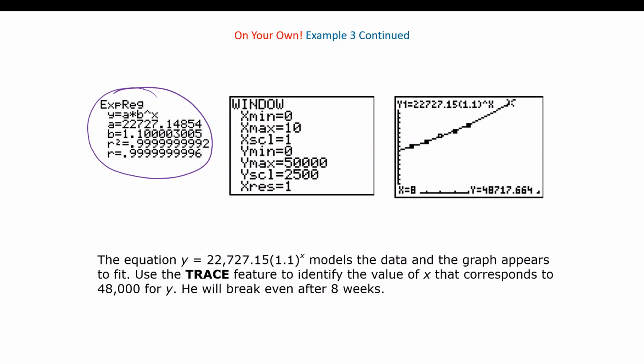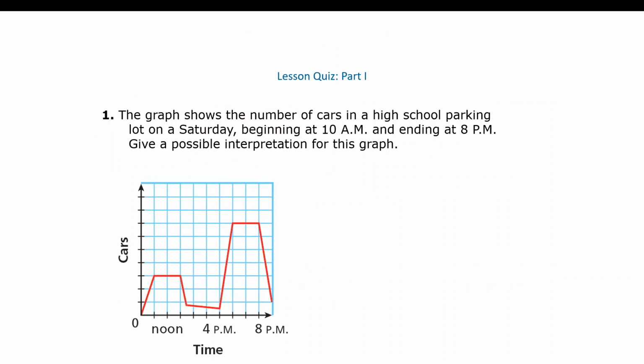Use the trace feature to identify the value of x that corresponds to 48,000 for y. So you can see he will break even after 8 weeks. And again, I often just use the table function, the second table on my calculator. For me, that just seems easier, but either way is fine. All right, and that's the end of this lesson.